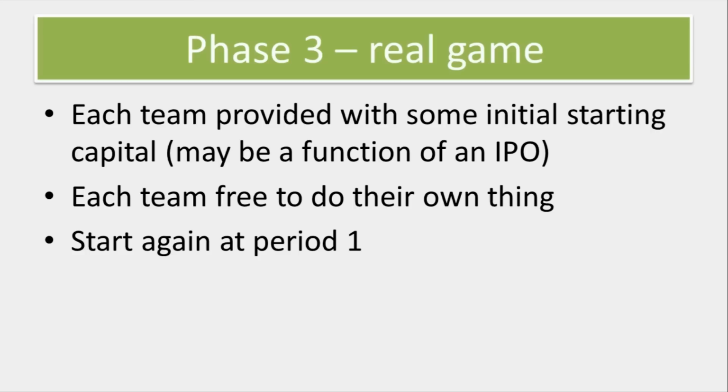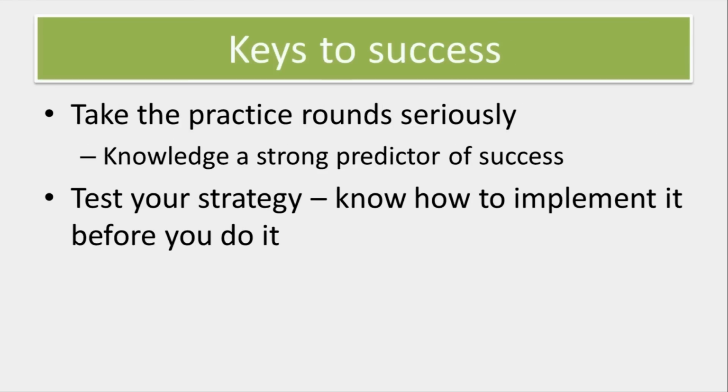Okay. Once the real game starts, you'll all be provided with some initial starting capital. In some cases, every team may receive the same thing, or there may be some variation in the starting capital based on something like an initial public offering or IPO. Really, that depends on the course. Okay. In the real game, you're free to do whatever you want. This is your company. Take ownership of it. You can decide which markets to go into, which products to produce. If you decide to produce, you might decide to be a wholesaler. Really, there's a whole bunch of different strategies that you can do. You'll be starting again at period 1 and proceeding likely through 8 to 10 decisions. You can treat each decision as a year if you like.